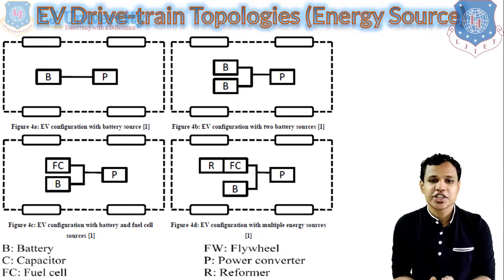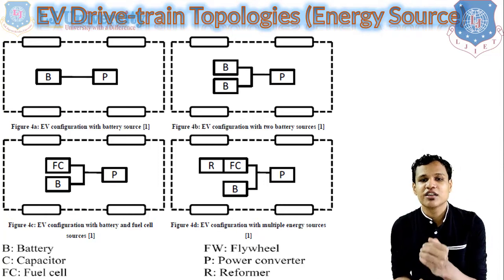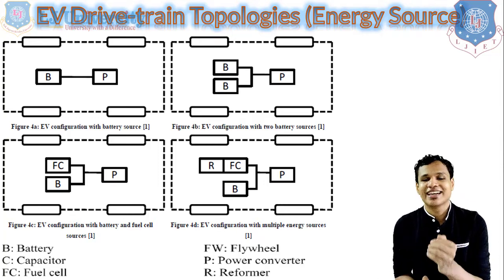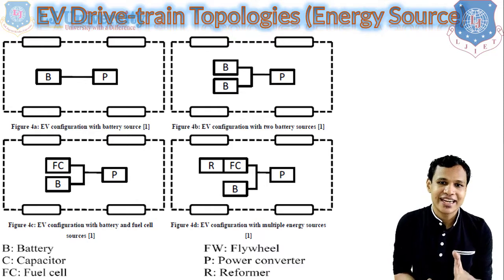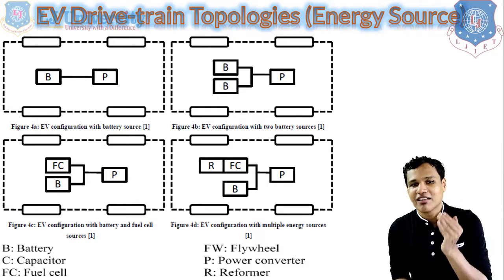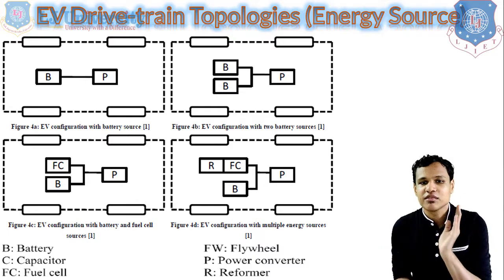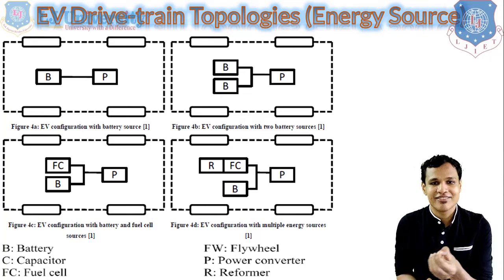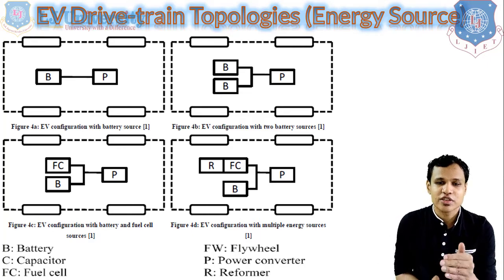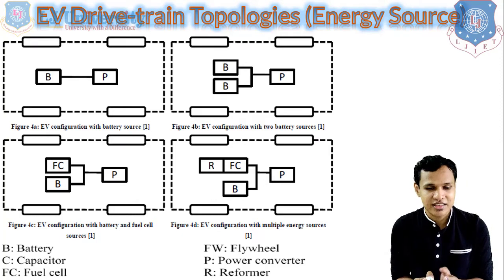Let's see the configurations. The first configuration you can see right now is the EV configuration with the battery source. Simply, the battery transmits the power to our power converter, and the further system will be the same. The motor will be connected with our transmission system, so all the things are the same.